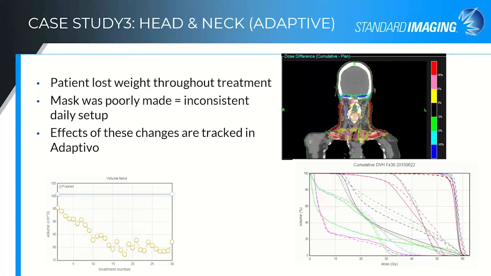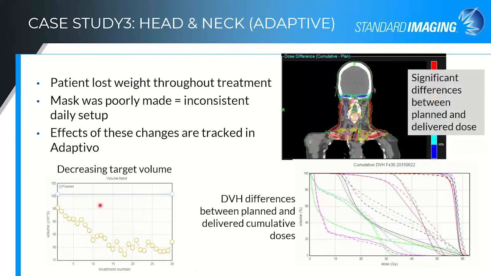The last case I'm going to share is, again, evaluated using the adaptive module. This is a head and neck case. As is common, the patient lost weight during treatment. The mask was poorly made, the daily setup was inconsistent, and the effects of these changes are tracked in Adaptivo. So here you can see some of the trending. This is the treatment number versus volume for the PTV, and you can see the decrease in volume. You can see a DVH difference between the planned and delivered cumulative doses as well.